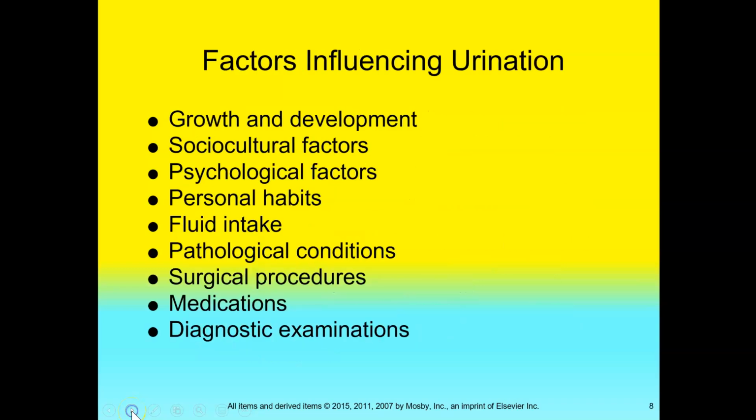There are a lot of factors that influence your ability to urinate, and those factors are listed here. First, growth and development. Children cannot voluntarily control voiding under 18 to 24 months of age, when myelination is complete, so you have to talk in terms of readiness for toilet training. Older adults may experience a decrease in bladder capacity and an increased frequency of bladder contractions during bladder filling. They may have an inability to hold their urine, and the urgency to void usually decreases, which leads to incontinence.